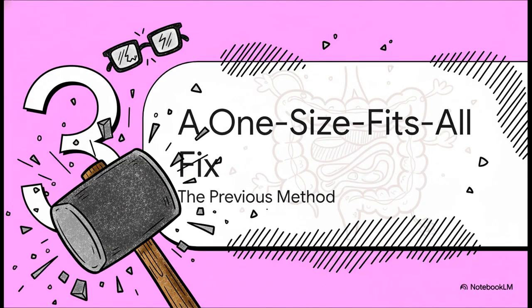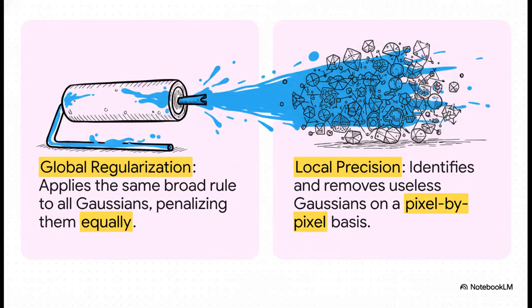Now, people have definitely tried to fix this bloat before. The last big attempt was pretty clever, but honestly, its approach was like trying to perform delicate surgery with a sledgehammer. That previous method, called MassGS, used something called global regularization. Think of it like a paint roller. It just applied the same broad rule to the entire model, penalizing every single dot equally, whether it was important or not. It had no way of telling the difference between a crucial detail and a totally invisible piece of digital fluff. The goal was precision, but the tool was just way too clumsy.